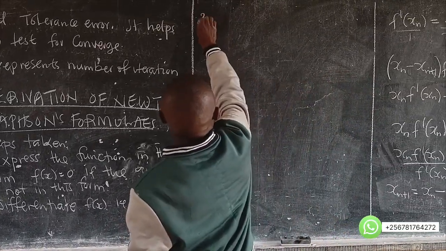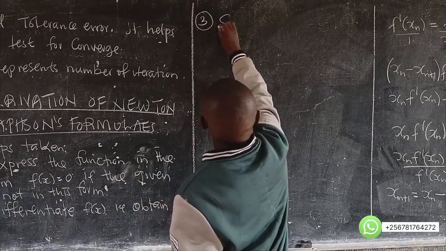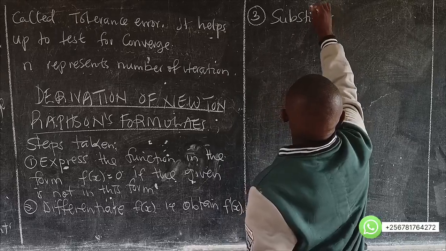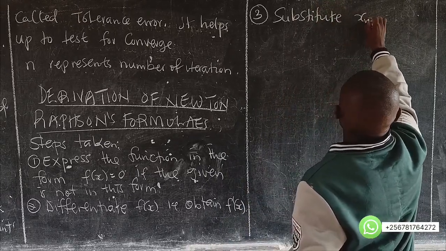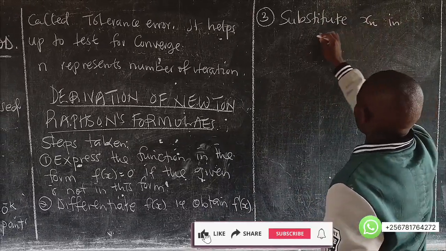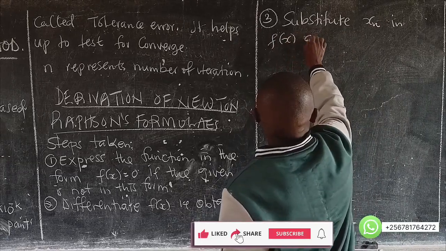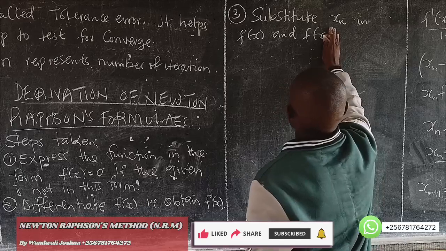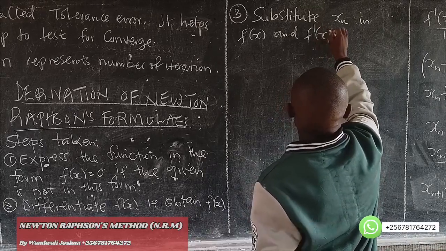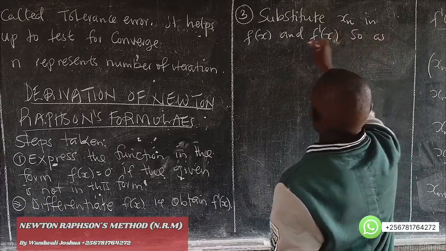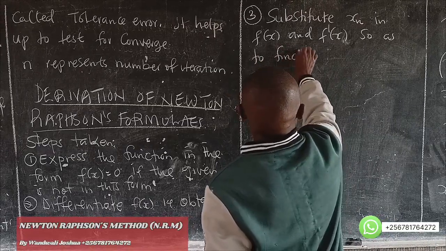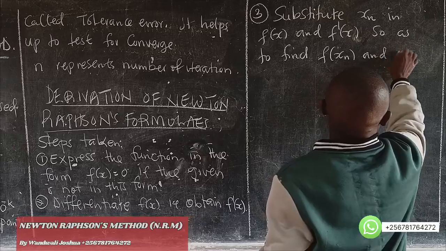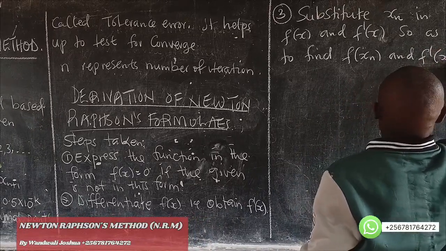Number three, substitute xn in f of x and in the first derivative of f of x, so as to find f of xn and the first derivative of f of xn.